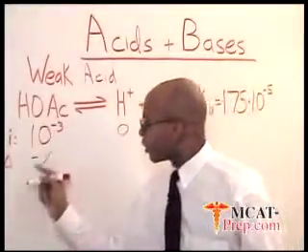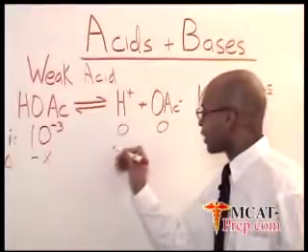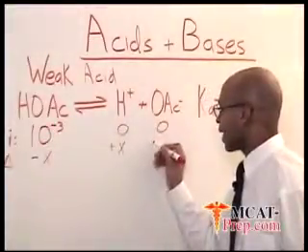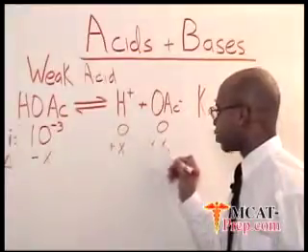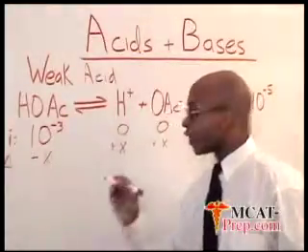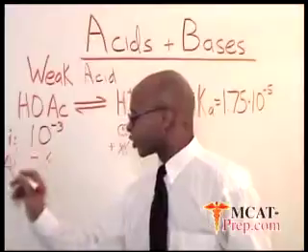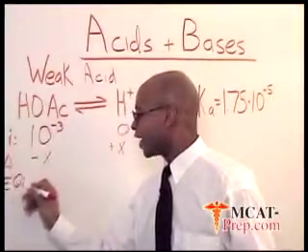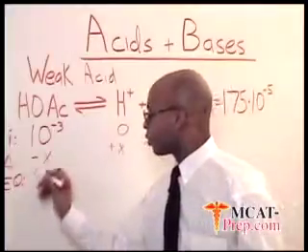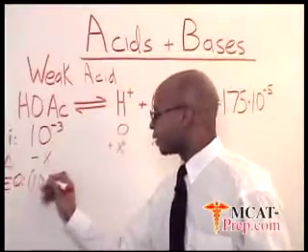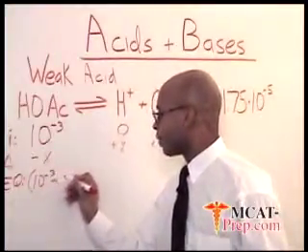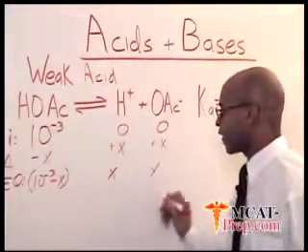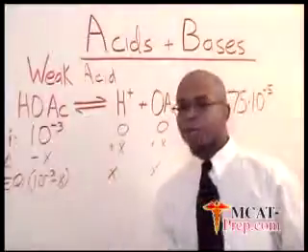So, this one would lose x, this would gain some quantity x, and this would gain, again, some quantity x. Therefore, we write initial, the change. Therefore, at equilibrium, what do we end up with? At equilibrium, we would have 10 to the minus 3 minus x, and here we would have x, and here we would have x. So we just add up the columns.